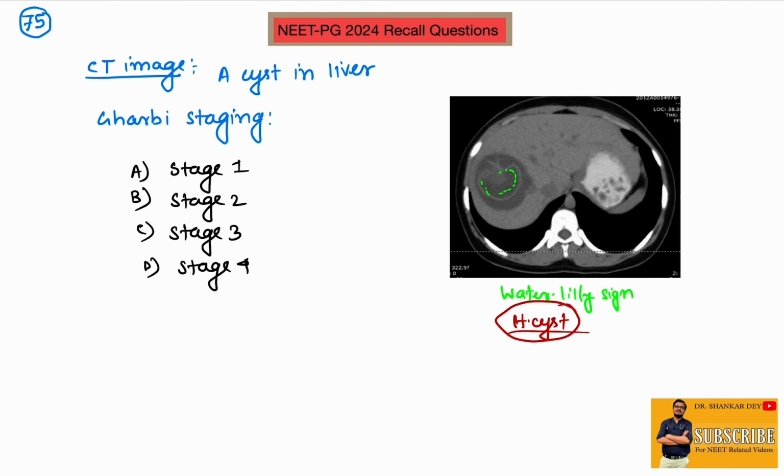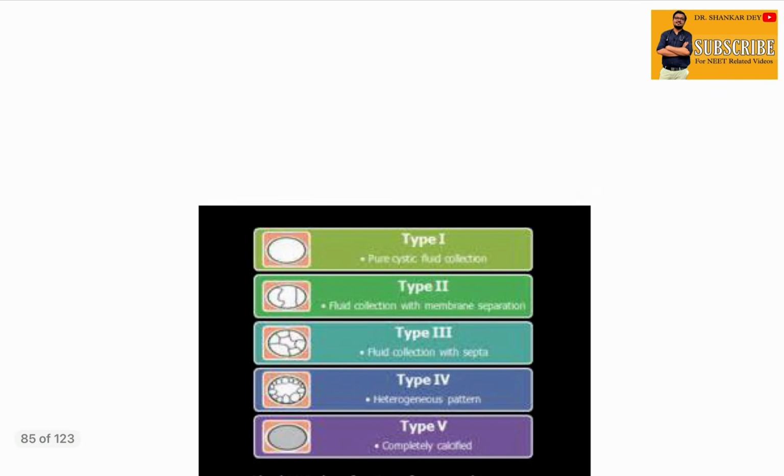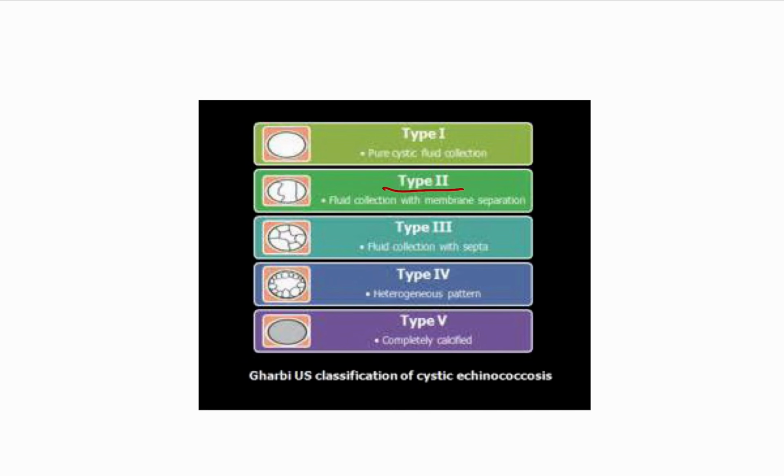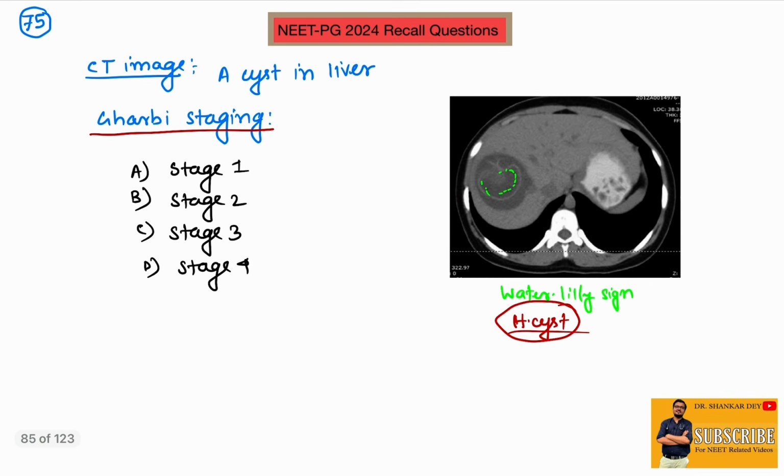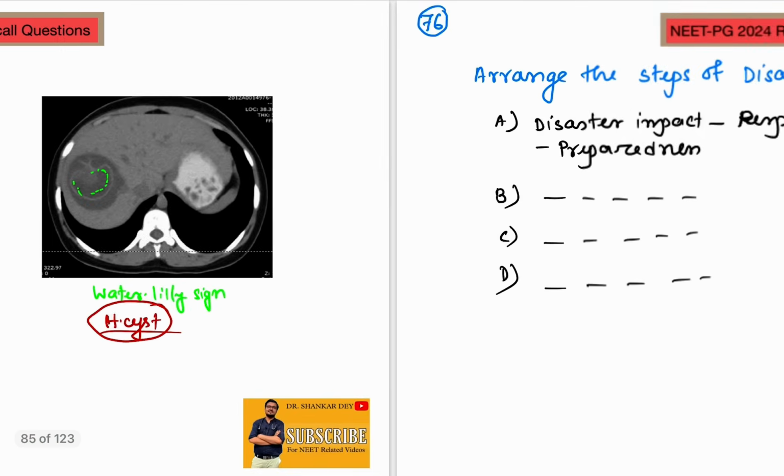So this hydatid cyst, they ask Garvey staging. Usually the WHO staging is commonly asked, but this time they asked Garvey staging. According to Garvey, the type 2 is fluid collection with detached membrane, or such type of membrane separation inside the cyst. So this is Garvey stage 2. So the answer is Garvey stage 2.